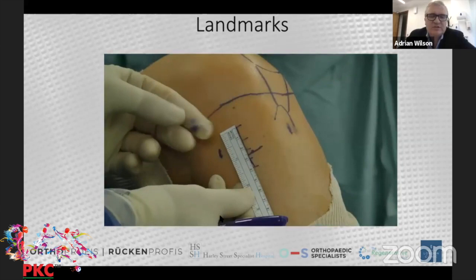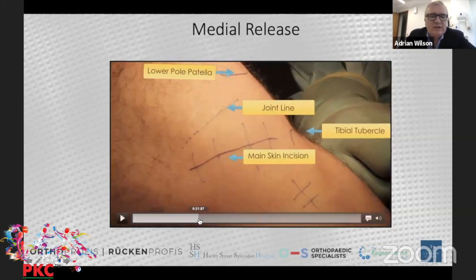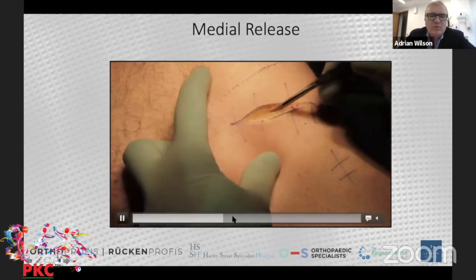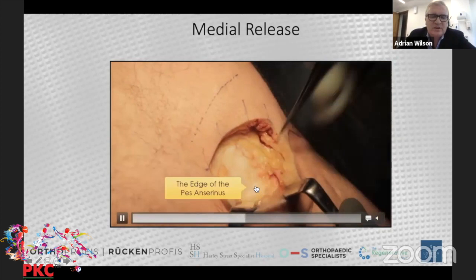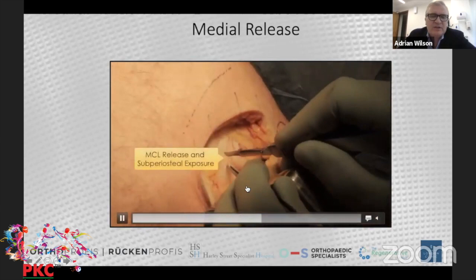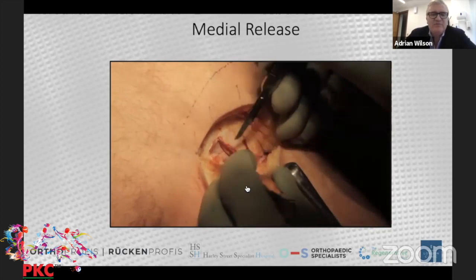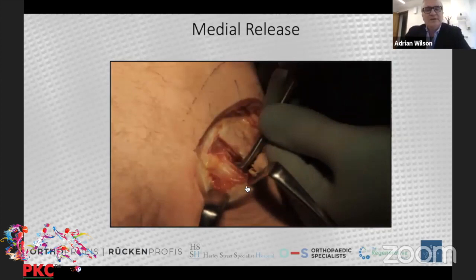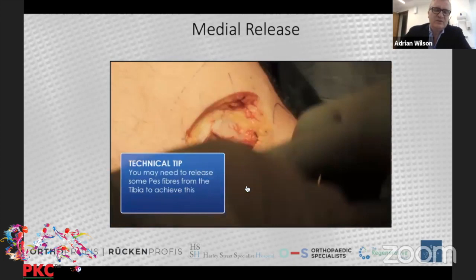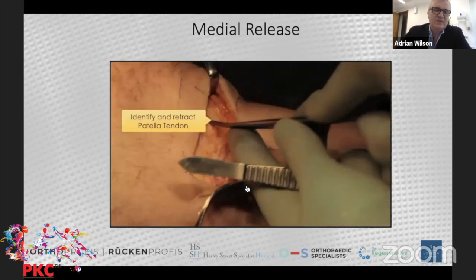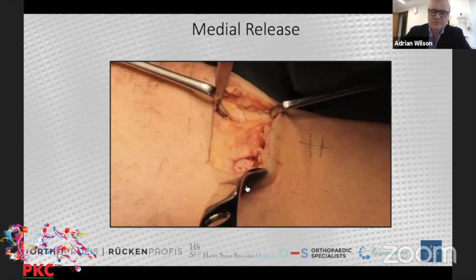So if we then look at what we do, very importantly, with the MCL, this is something that we constantly get asked: what do we do with the MCL? So here we can see the road bumps of the pes anserinus. We open that up and release the pes rather than cut it. And then we can take this flap here, and we can then elevate that flap, which is leading into the superficial MCL. And you want to get a very full release of the superficial MCL. Otherwise, you can cause more trouble than actually cure by tightening the medial side of the knee. And Agnes Kirshner's experiment showed that very nicely. Here you can see us identifying the patellar tendon at the front. So now we're completely protected front and back, and we've released the MCL.